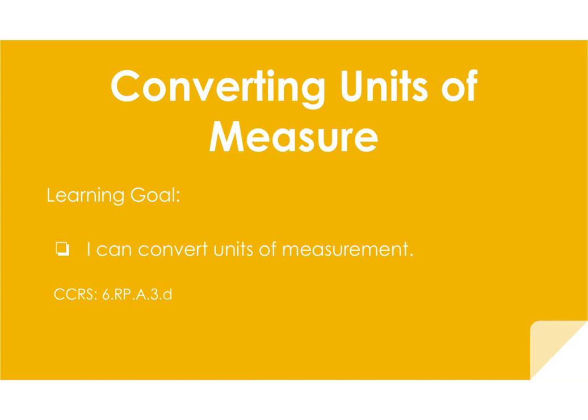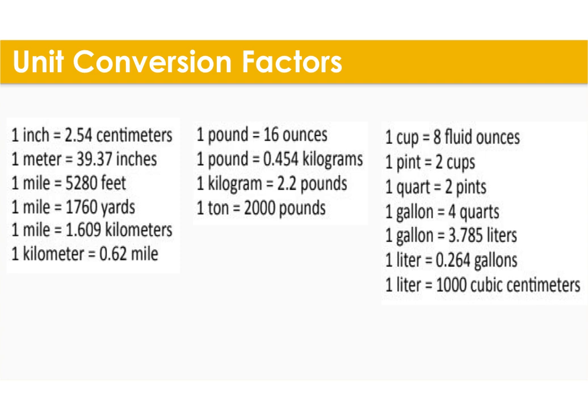Today we're working on converting units of measure. In your notes you have the unit conversion factors and we're going to learn how to use those in just a second. And here I have 1 gallon equals 3.75 liters. 1 pound equals 16 ounces.